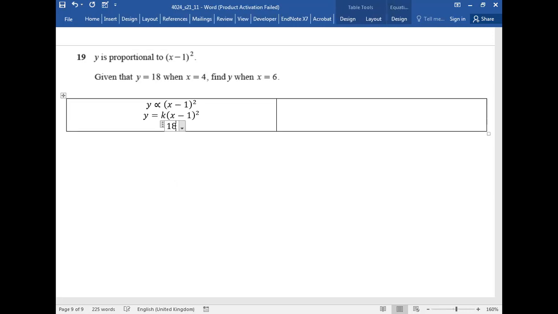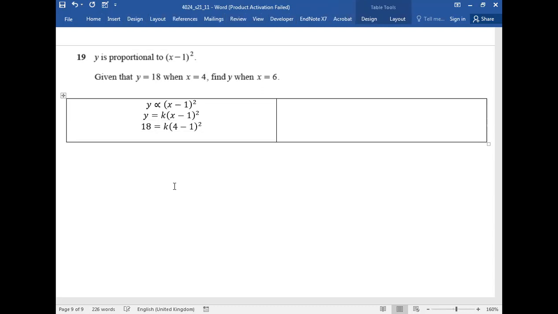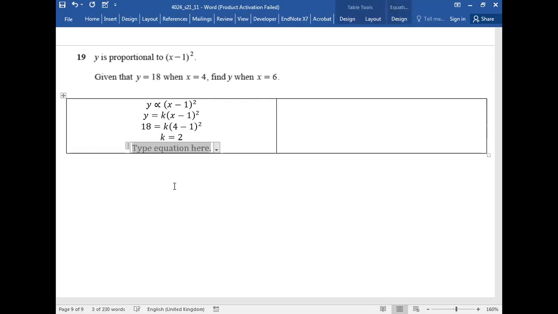What is the first thing that you people do? Plug in the values. y is 18, x is 4. I am telling you, people, verify the values on your own. k is 2. So y is equal to 2 bracket x minus 1 whole square.